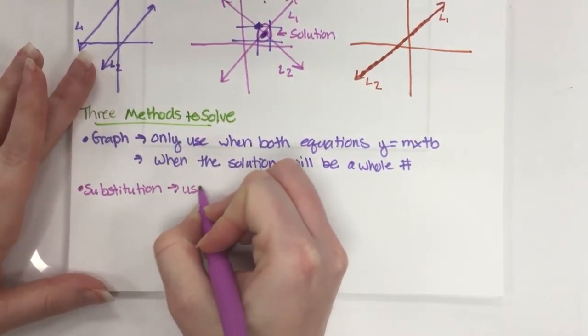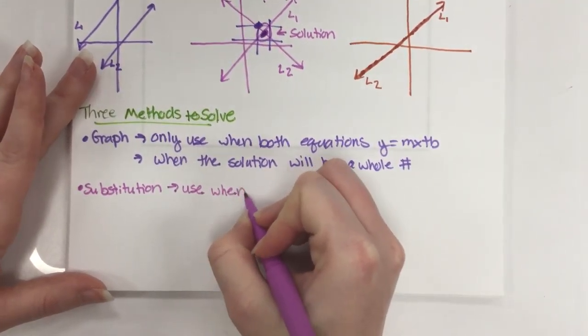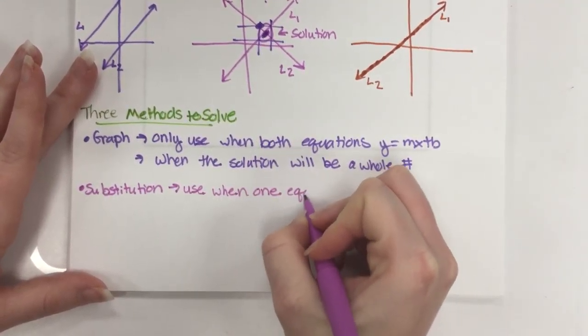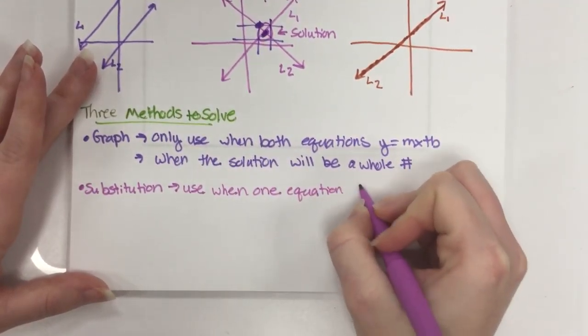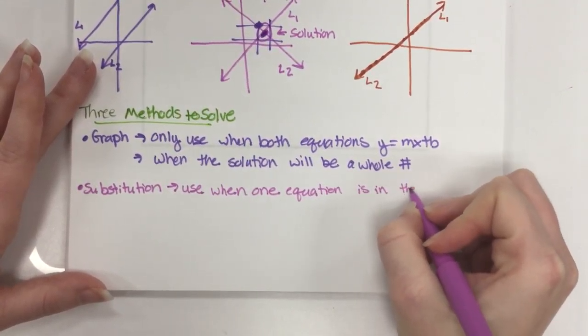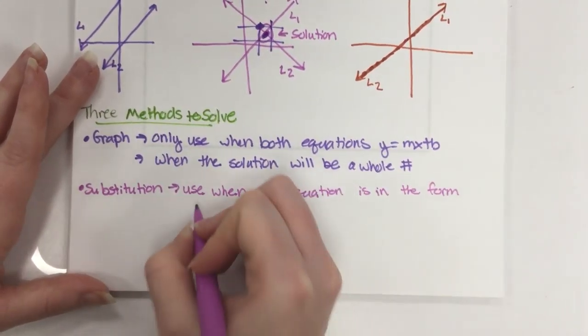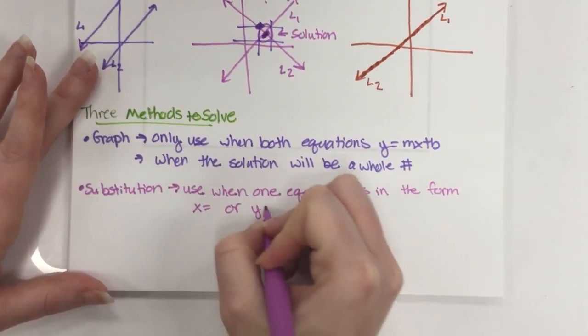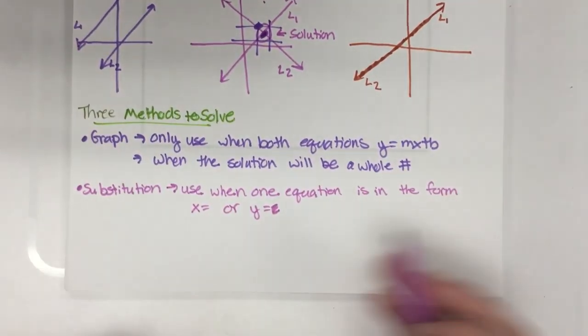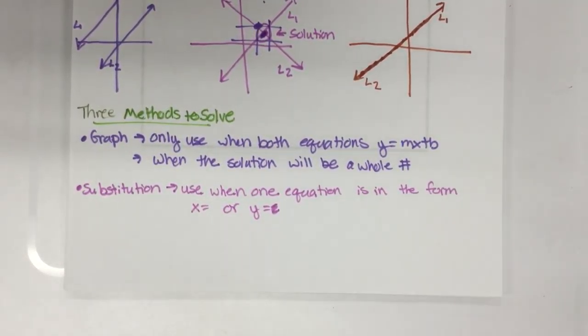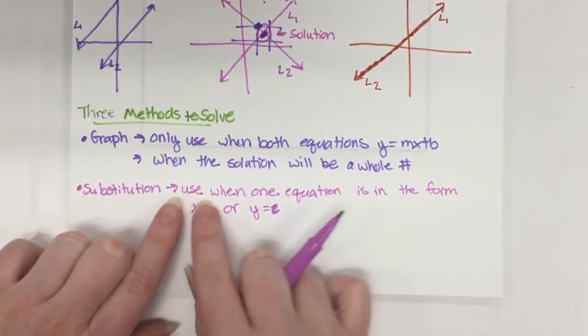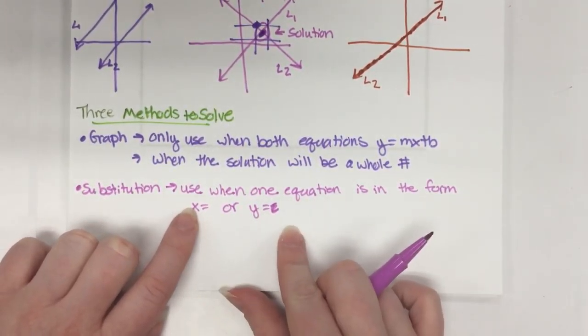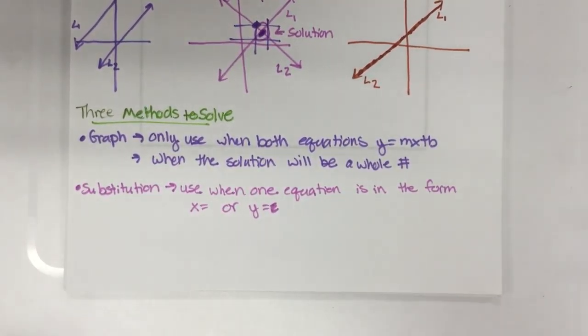But it is very useful when one equation is in the form x equals or y equals. Oops, sorry. So if it's x equals something or y equals something, it's really easy to substitute that into the other equation, okay? And if they're both that way, it makes it even easier. But yeah, so make sure you only want to use substitution when it's x equals or y equals. Otherwise, it's just too much work trying to solve for it to be an x equals or y equals.